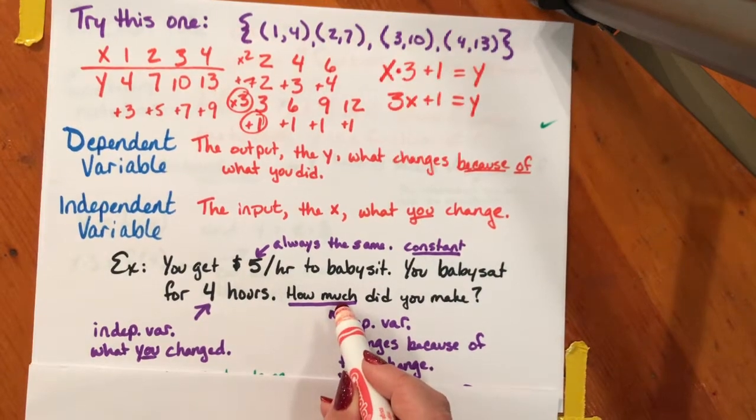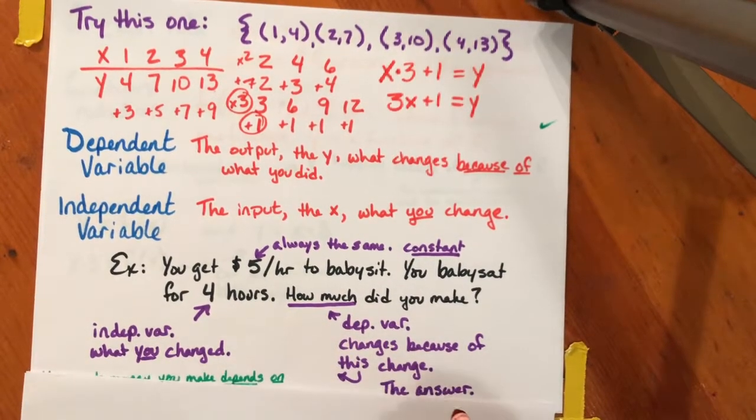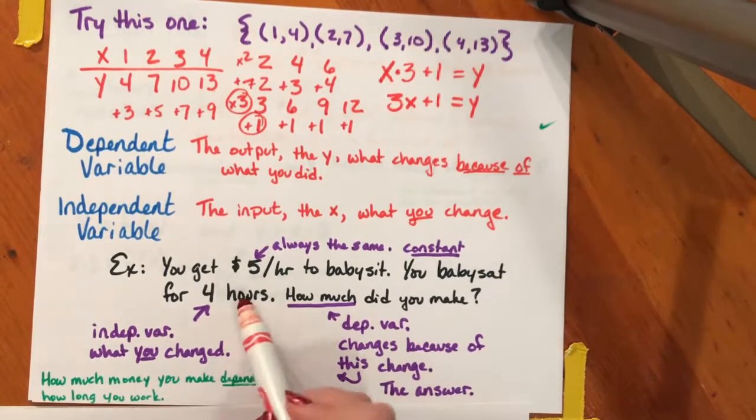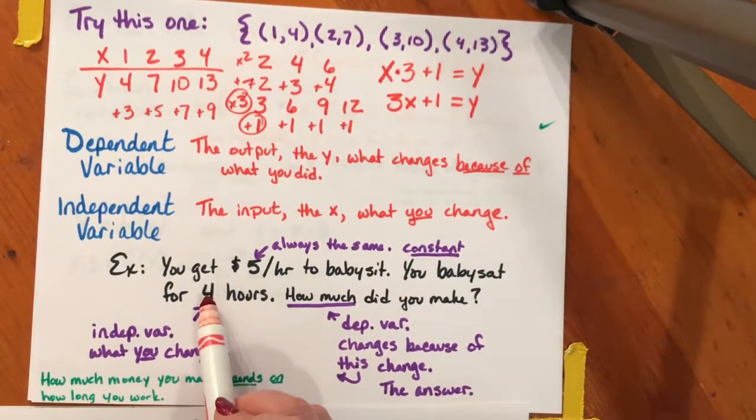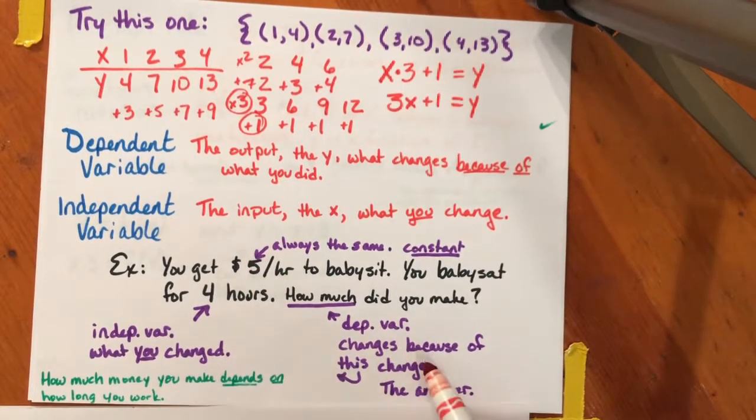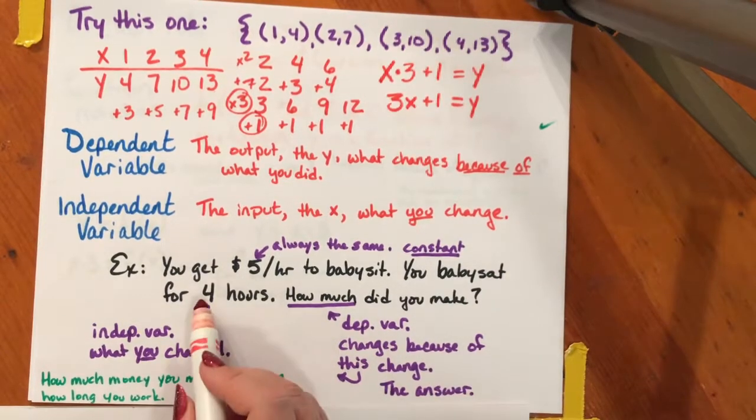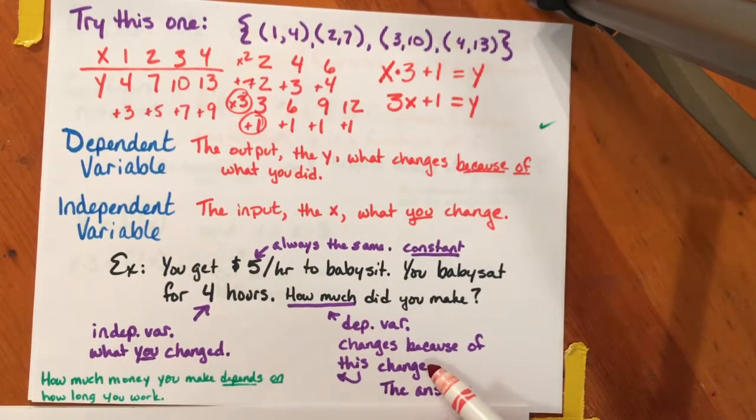So this is the dependent variable. This is going to be your answer, your y, where this is your x. If I work 4 hours and I multiply it by 5, how many am I going to make? So this is going to be x times 5 equals y.